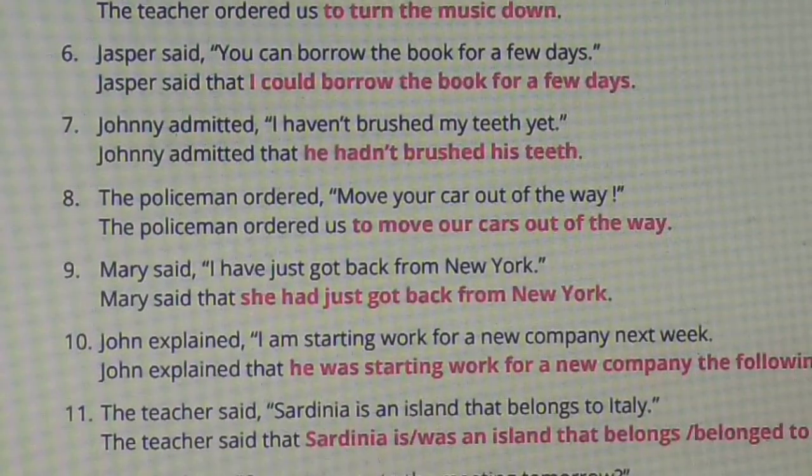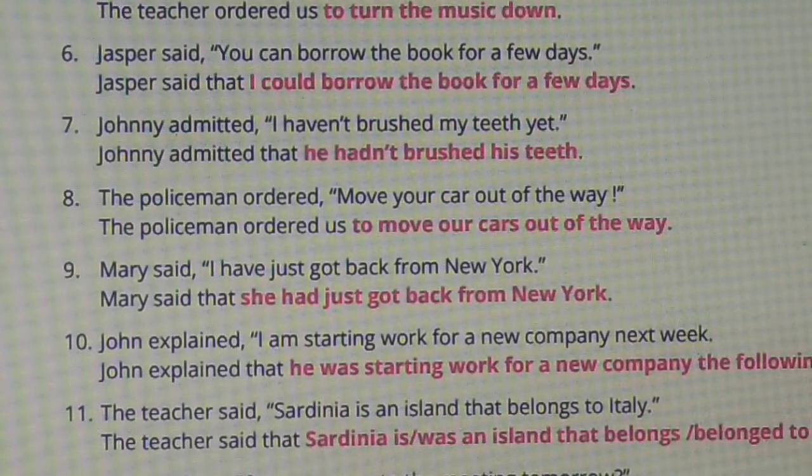Johnny admitted, I haven't brushed my teeth yet. Johnny admitted that he hadn't brushed his teeth. Haven't changes into hadn't. I changes into the pronoun he. Notice the changes. The policeman ordered, move your car out of the way. He ordered us to move our cars out of the way.